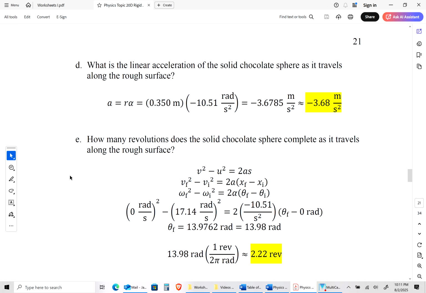Part D, what is the linear acceleration of the solid chocolate sphere as it travels along the rough surface? So just use a equals R alpha.